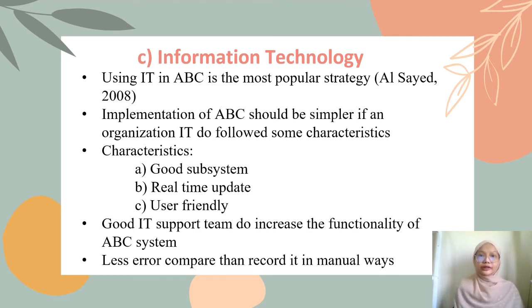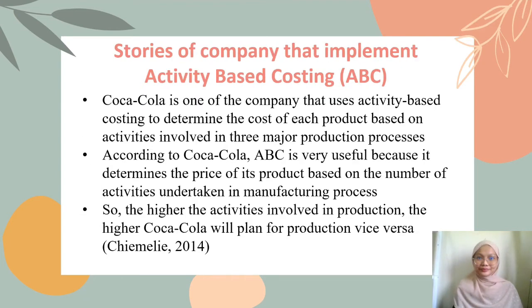Okay, the next one is information technology. Using information technology in activity-based costing is the most popular strategy nowadays. Implementation of activity-based costing should be simpler if the organization's information technology follows some characteristics. Some characteristics are a good subsystem, real-time update, and user-friendliness. A good IT support team will increase the functionality of the activity-based system. Fewer errors will also be made compared to recording it manually.